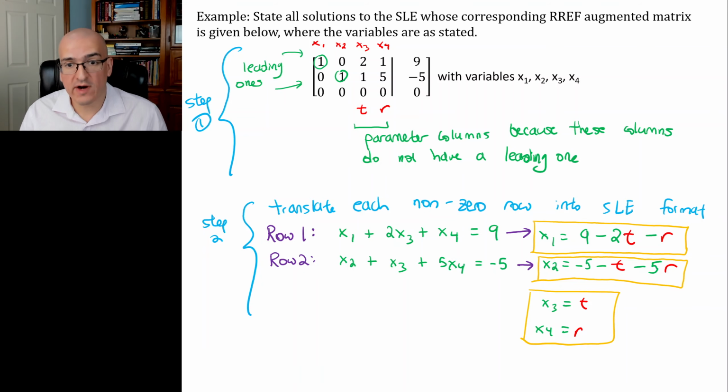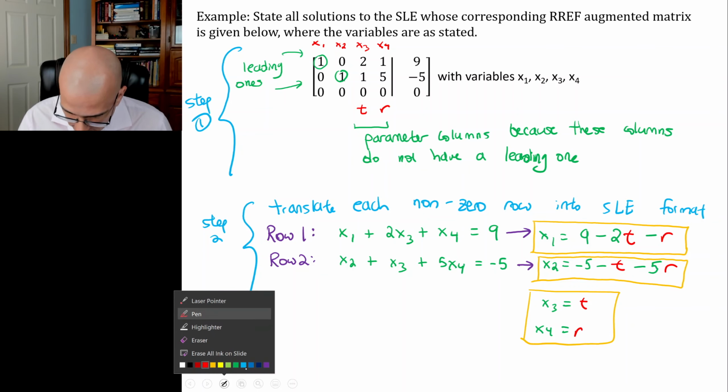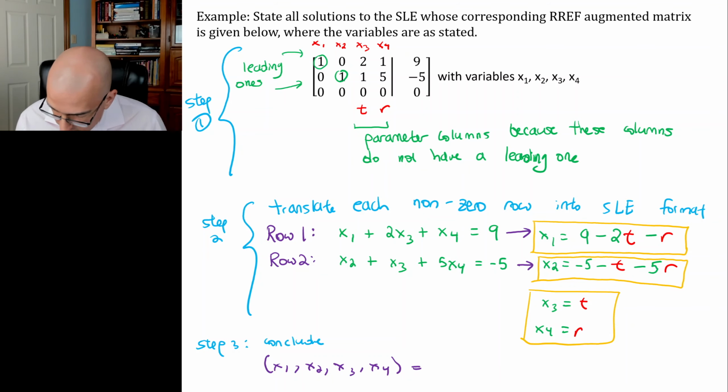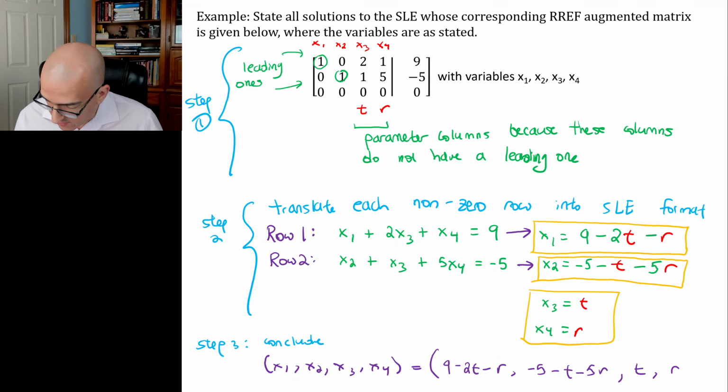And now step 3, I'm going to make a final statement. We'll conclude that our solution vector x1, comma x2, comma x3, comma x4 is equal to 9 minus 2t minus r, comma, minus 5 minus t minus 5r, comma, t, comma, r.